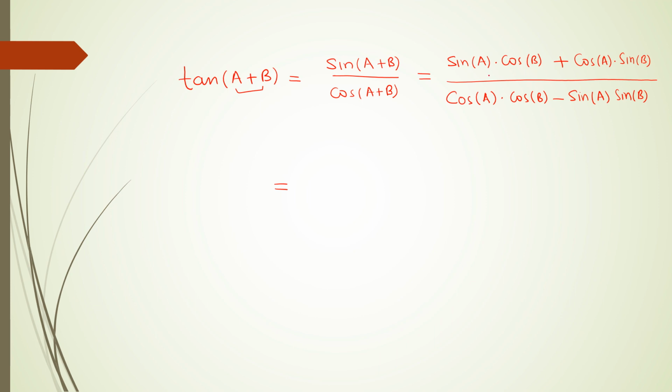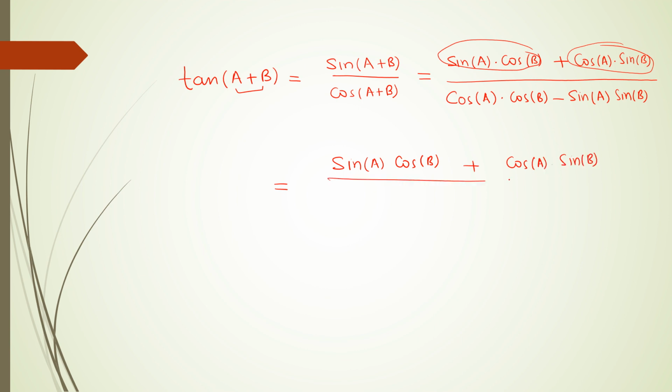If we divide the top and bottom, both the numerator and the denominator, by cos A cos B, let me show it. Sine A cos B plus cos A into sine B. What we are doing is dividing this by cos A into cos B.